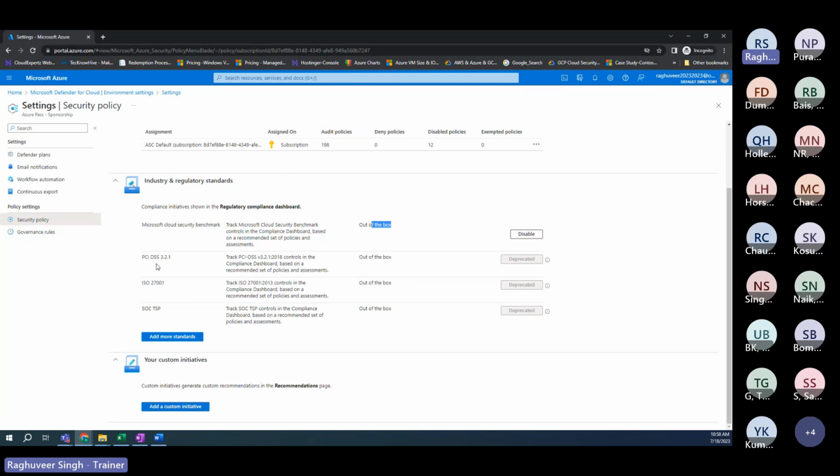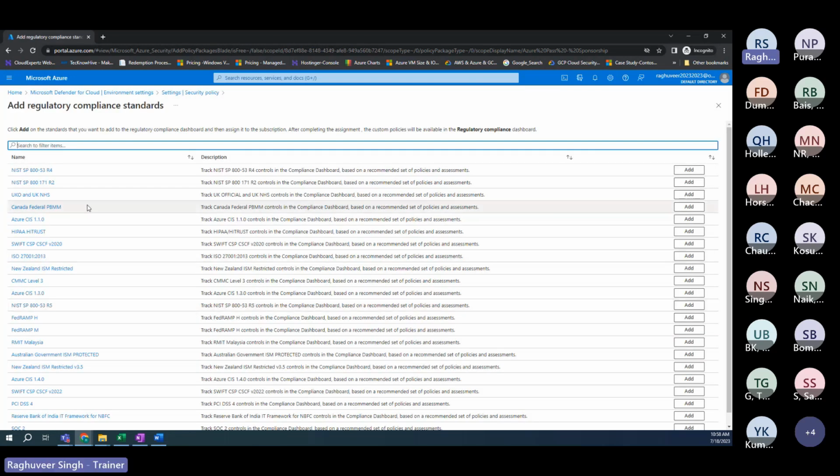Don't disable it. And the rest three, PCI DSS, ISO, and SOC TSP, are deprecated because an enhanced and updated version of these standards is available. So this is where it says add more standards. Click on add more standards, and here you will see all the standards which are available in Defender, and you can enable. Let's see whether GDPR is there.